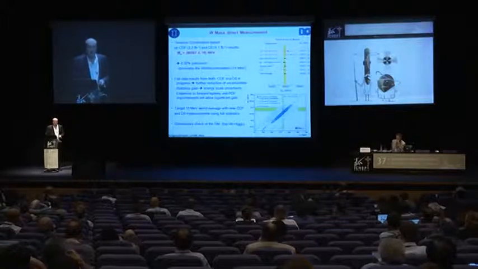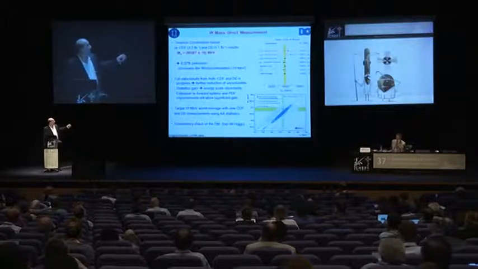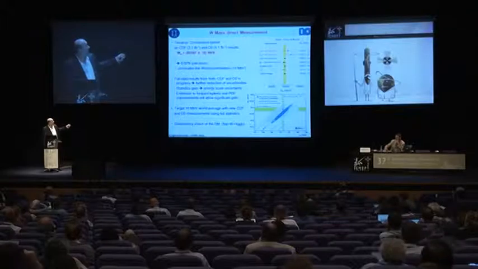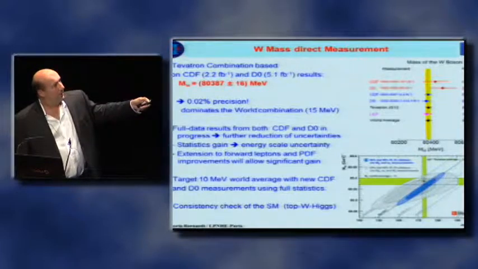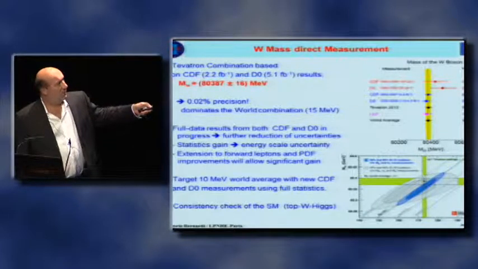The W mass direct measurement has also been previously reported, but let me remind you that indeed we are dominating this field at the moment with a 16 MeV error. This is to be compared here. You can see the LEP measurement before, which was the best before Tevatron got so precise.